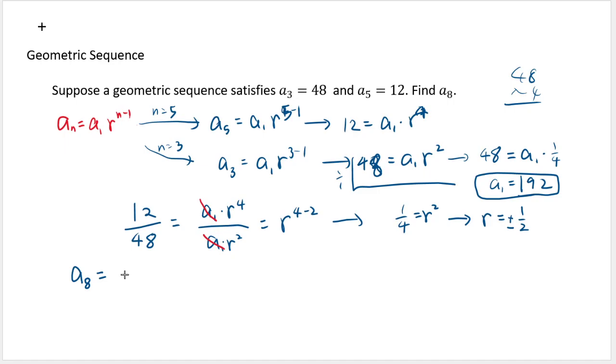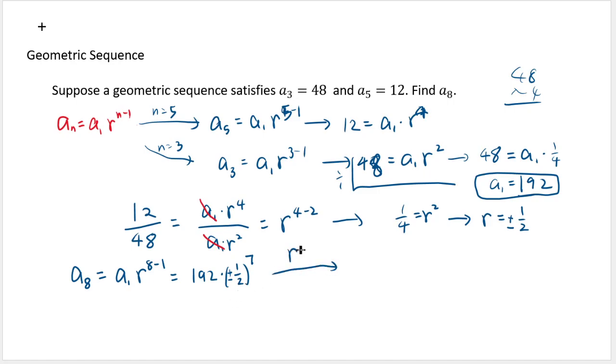a8 would be a1 times r to the 8 minus 1, which is a1, 192, times plus or minus 1/2 to the 7th power. And as you can see, that 7th power is an odd power, so you have both possibilities. You can have a plus or minus. So you end up with two possibilities.